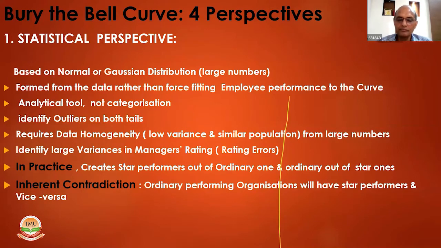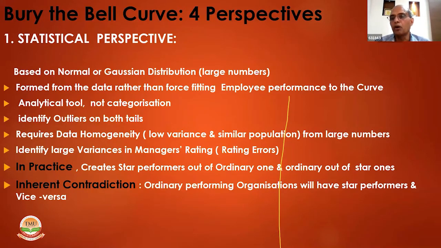In practice, look at it now. Let's take an example of an organization where all the people have performed exceedingly well. When you force fit them to a bell curve, you create ordinary performers out of the star performers. Because you have to force fit somebody into ordinary, average and poor performer categories, and only 20% are the top lot, though all your employees are performing exceedingly.